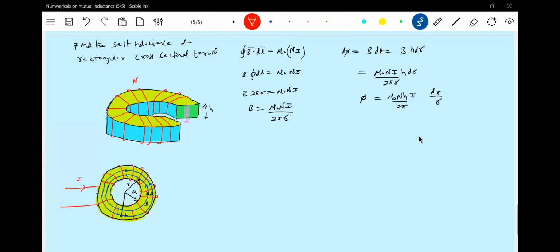What should be the limit? The limit should be from A to B. So solving this, flux equals mu naught N H I by 2 pi, log of B by A. Self-inductance.